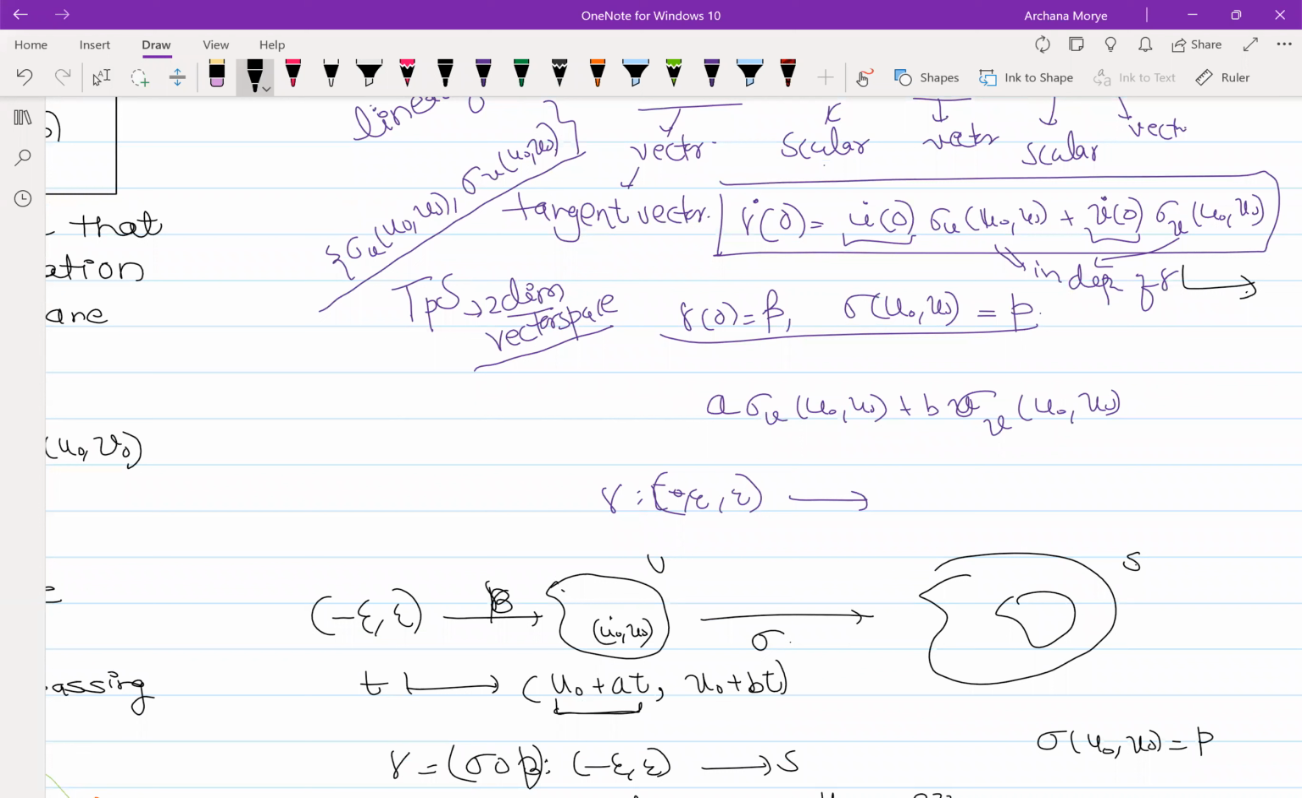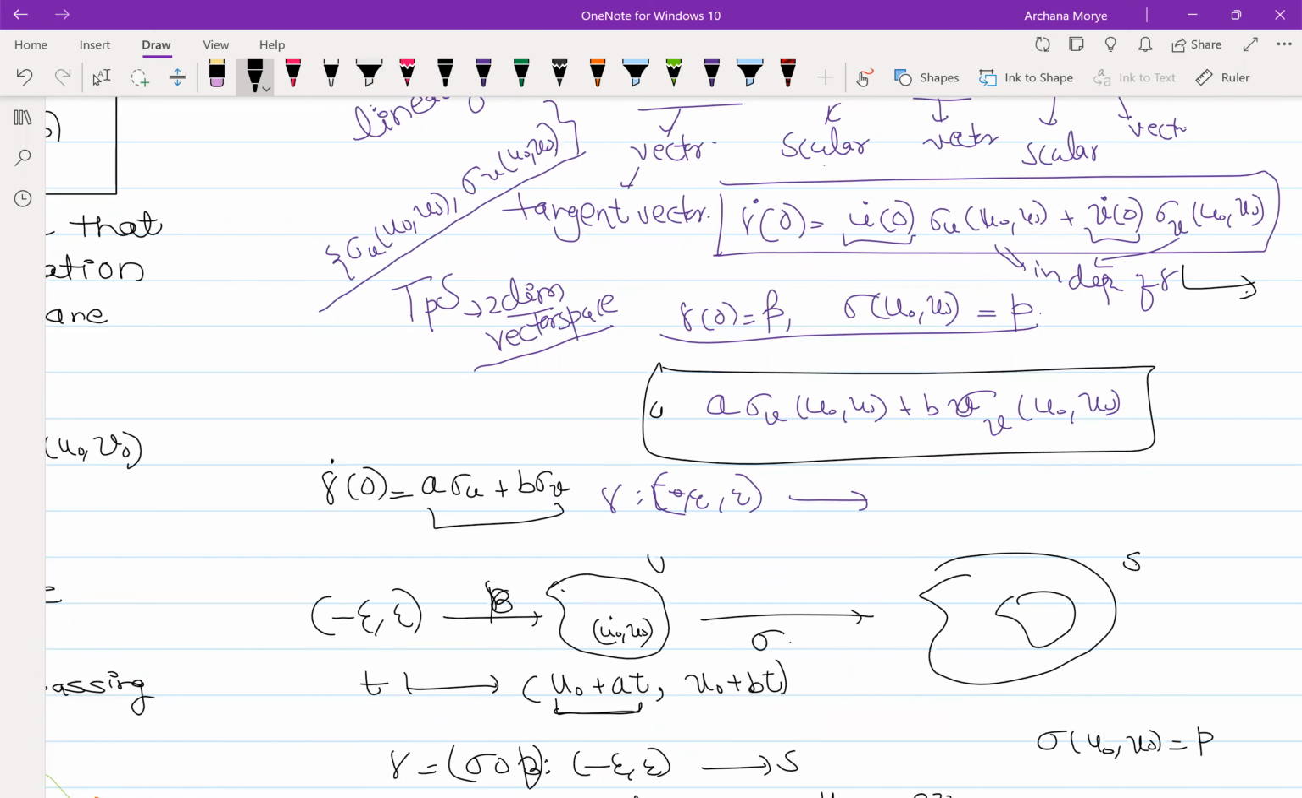What will gamma dot of 0 be? If you substitute here, you will get a sigma u plus b sigma v. And here at u naught, v naught, it is precisely this, right? So what I did is I started with a W, which is a linear combination of sigma u and sigma v, and I showed that it is also a tangent to this particular curve. That means I showed that TpS is precisely a vector space inside R3 generated by sigma u and sigma v. Is that okay with you?